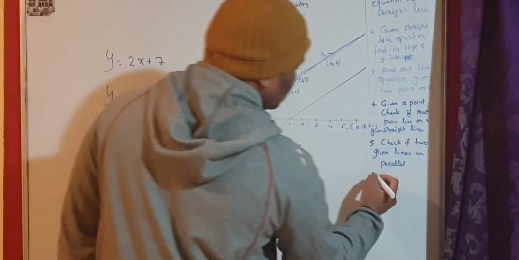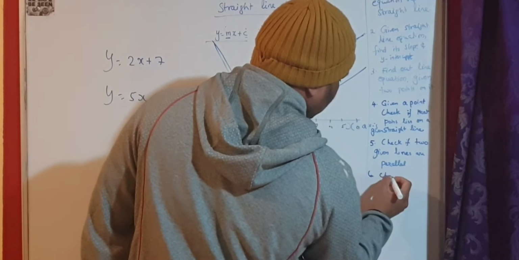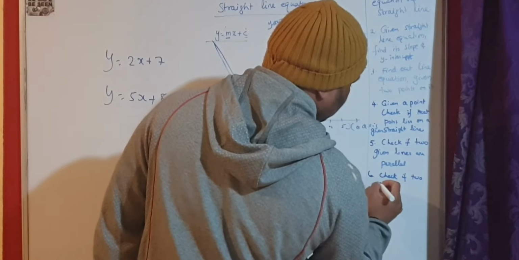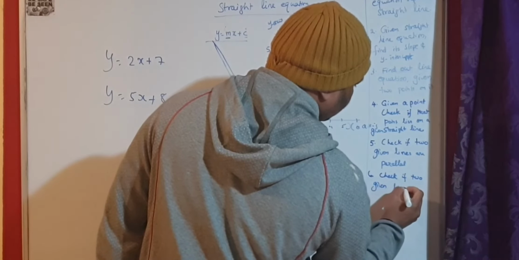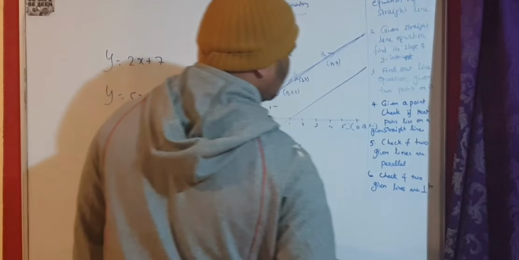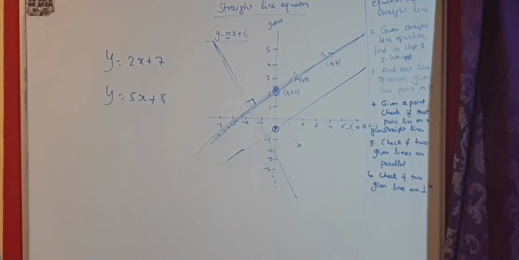Okay, so the sixth point is: check if two given lines are perpendicular.